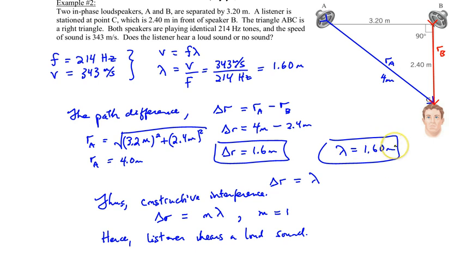Now, if you were to get no sound at all, you would want the path difference, over here I'll just write it, delta R to be equal to m plus a half times lambda. So you could work it out: if I put m equals 0, then half of lambda, with lambda 1.6, delta R would be 0.8 meters. Or you could put m equals 1, and then you have 1.5 times 1.6, and you can find the delta R. So there'd be a variety of situations where you would get constructive and destructive interference.